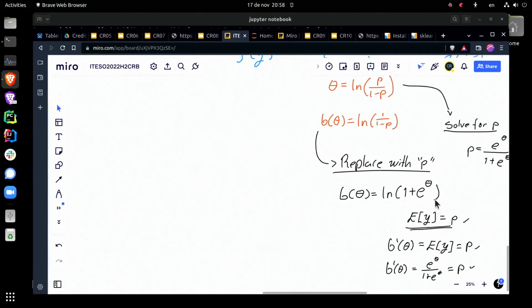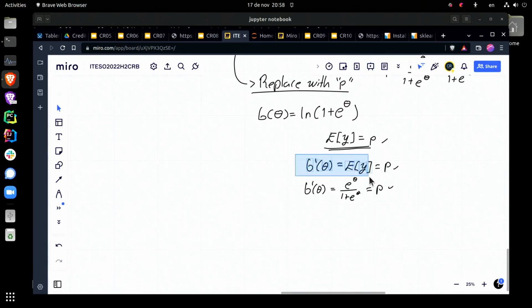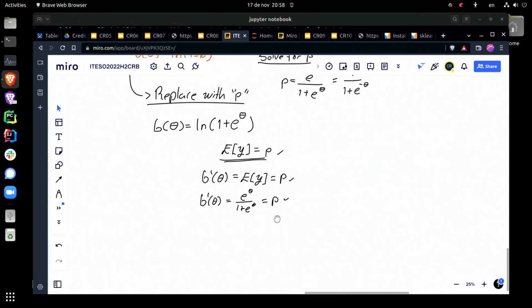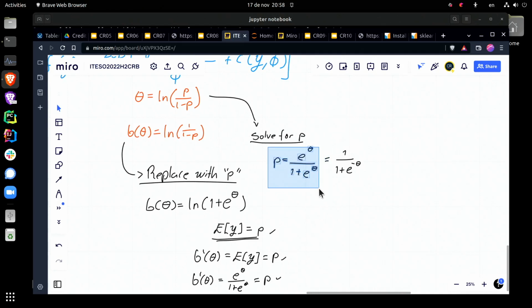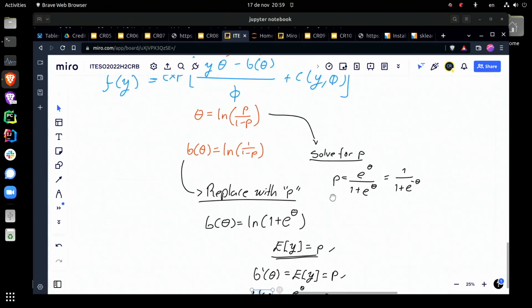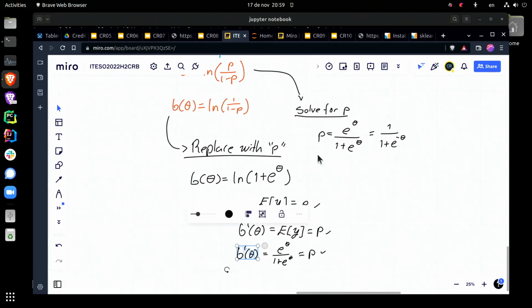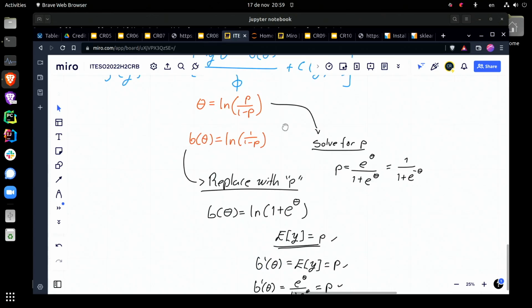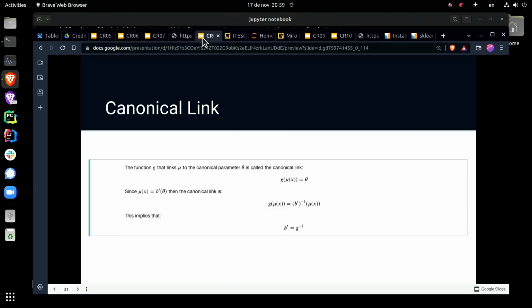So in the Bernoulli distribution, so we already have this, here we have the first derivative of b, which we know is equal to p, right? Which is equal to the sigmoid function. So by using the inverse of this first derivative, we can get the link function g. Right?